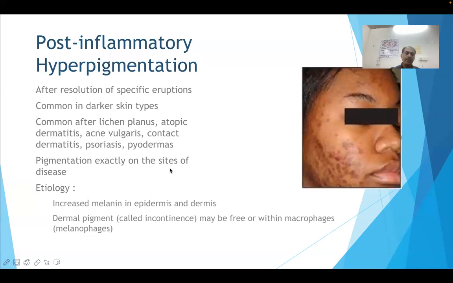Post-inflammatory hyperpigmentation: whenever any inflammatory condition subsides, it might leave behind a residual hypo- or hyperpigmentation. Residual hyperpigmentation is more common in patients with darker skin types. Certain diseases such as lichen planus, atopic dermatitis, acne vulgaris, contact dermatitis, psoriasis, and pyodermas may leave behind residual hyperpigmentation. There is an increase in the melanin in the epidermis and the dermis. The dermal pigment is usually present within the macrophages, and this phenomenon is called melanin pigmentary incontinence, and the macrophages containing this melanin pigment are called melanophages.